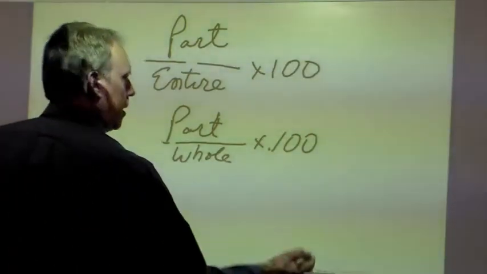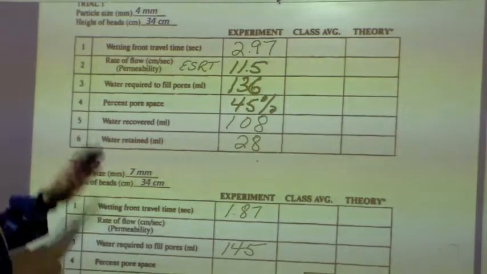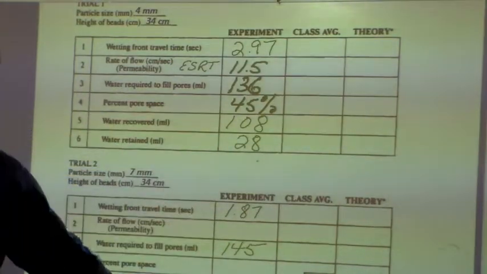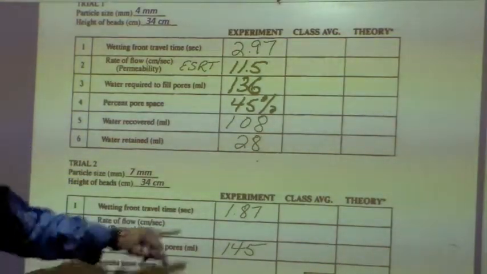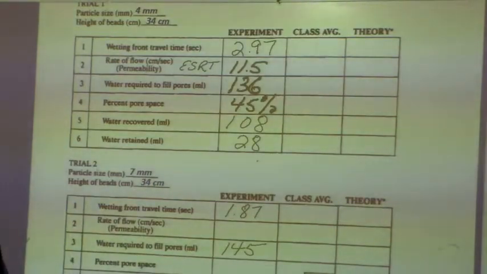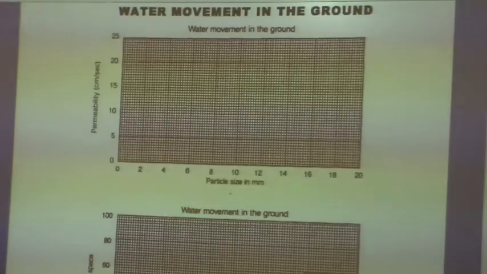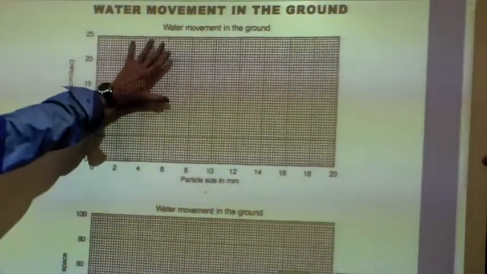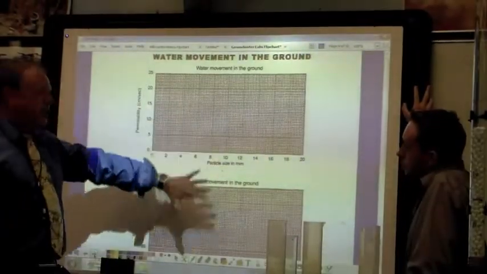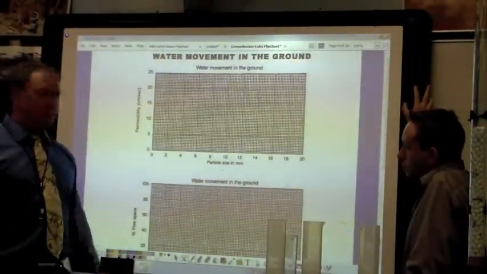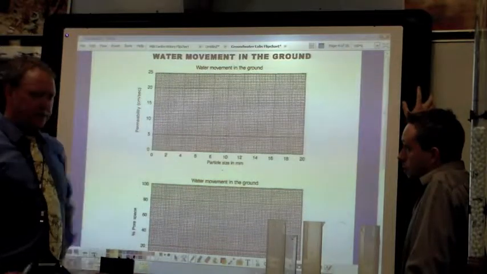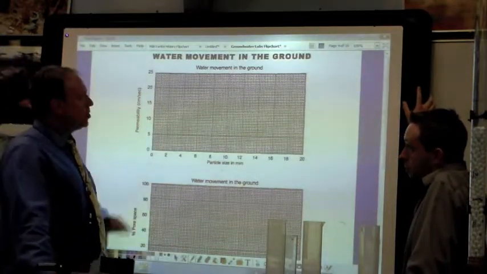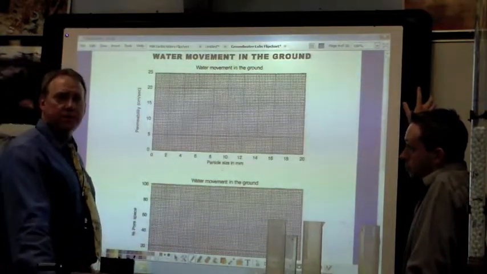Okay, so now you know how to find it in each one of these. So you'll be able to find it down here, and you'll be able to find it down there, and then you will have the pleasure of graphing each of these on the graphs that have been provided. And then you can begin to interpret your data and answer some questions.